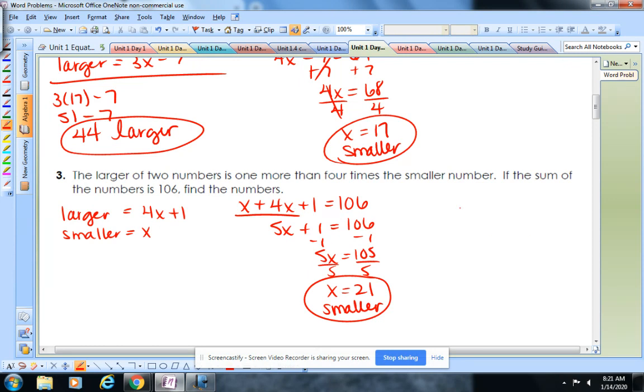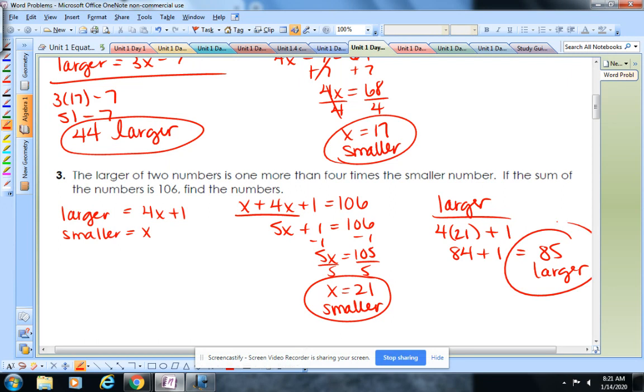So, to get the larger number, we plug that in for that x, which is 4 times x plus 1. So 4 times 21 plus 1. What's 4 times 21? 84 plus 1 is 85 is the larger. Raise your hand if you and your group got 21 and 85. How do we get good at these, y'all? Yeah, we practice a little bit.